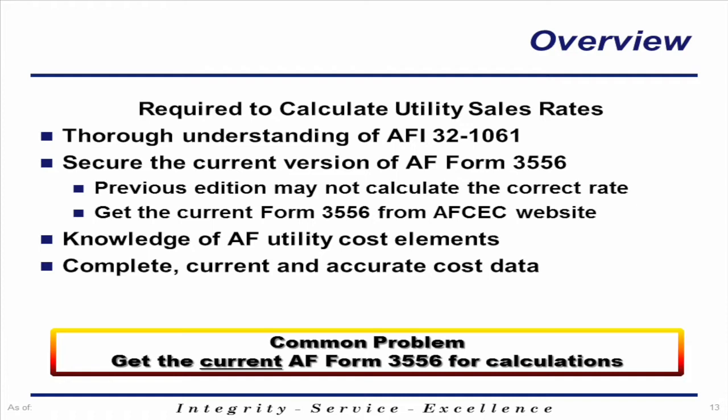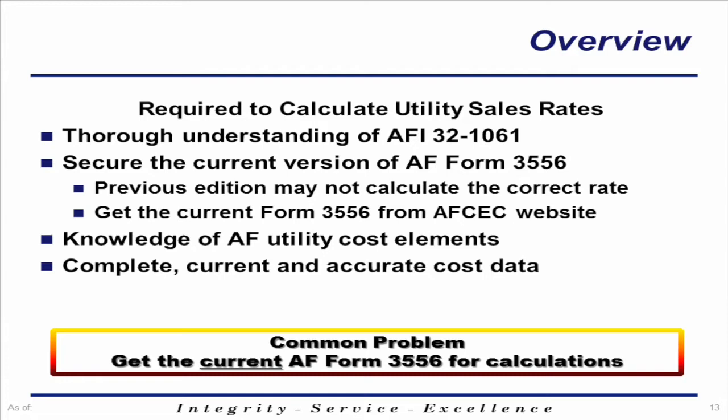And a very common mistake that's made is the base utility engineer will take last year's Air Force Form 3556, calculate the new numbers that need to be put in the form, and replace the old numbers with the new numbers on the form. This is not a good plan.